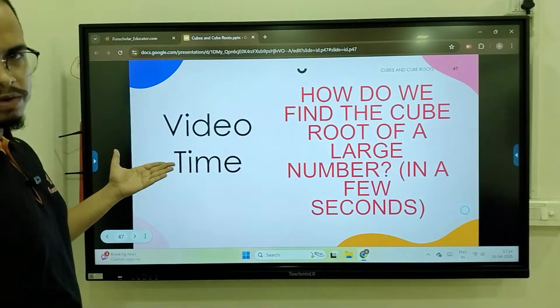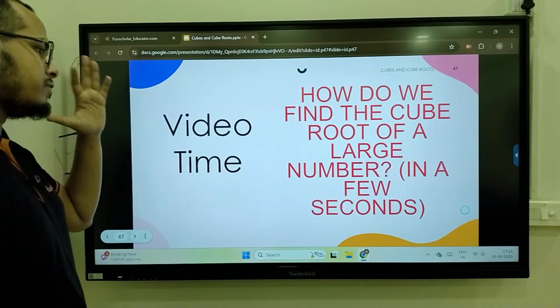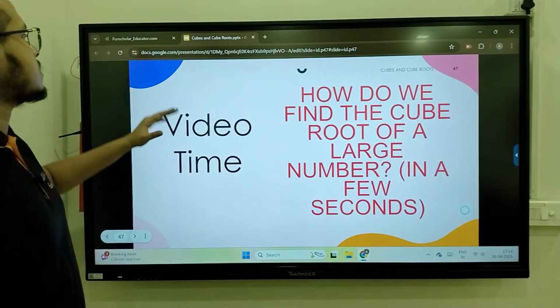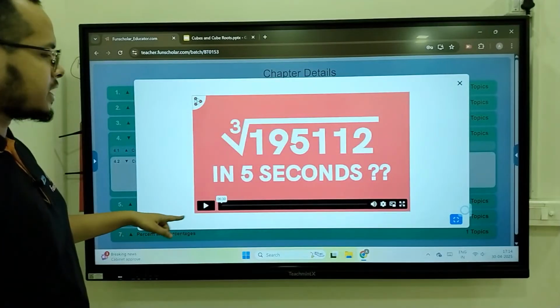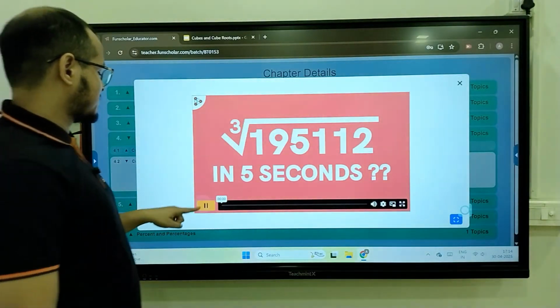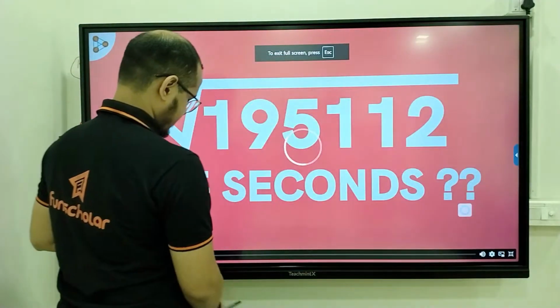Last video of the day: how do we find the cube root of a large number in a very short amount of time? Let's watch this. I think I will also need to watch. Chalo, let's begin.